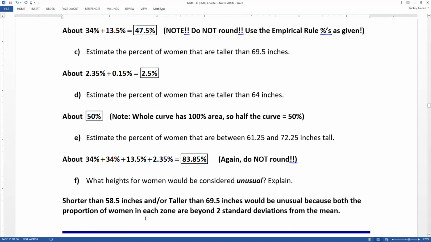Remember that 69.5 and 58.5 themselves technically are not unusual, at least not by this definition, this rule of thumb. It's beyond 2, so taller than 69.5 or shorter than 58.5.